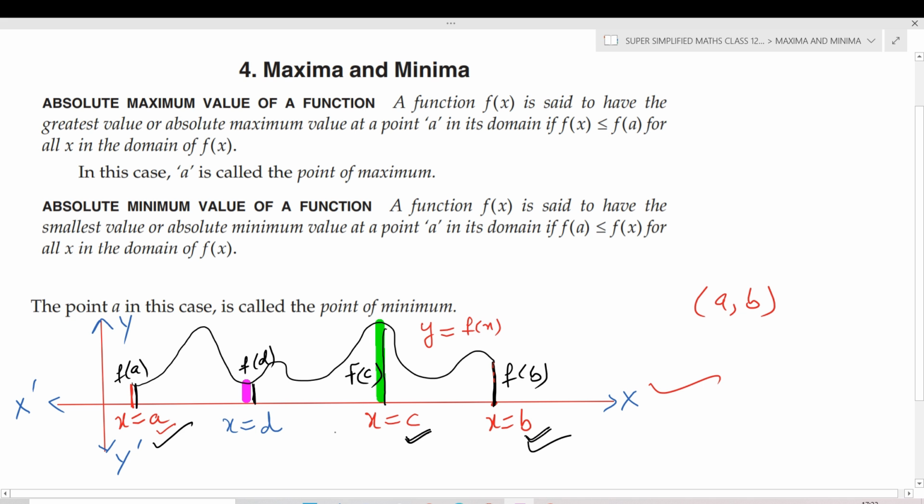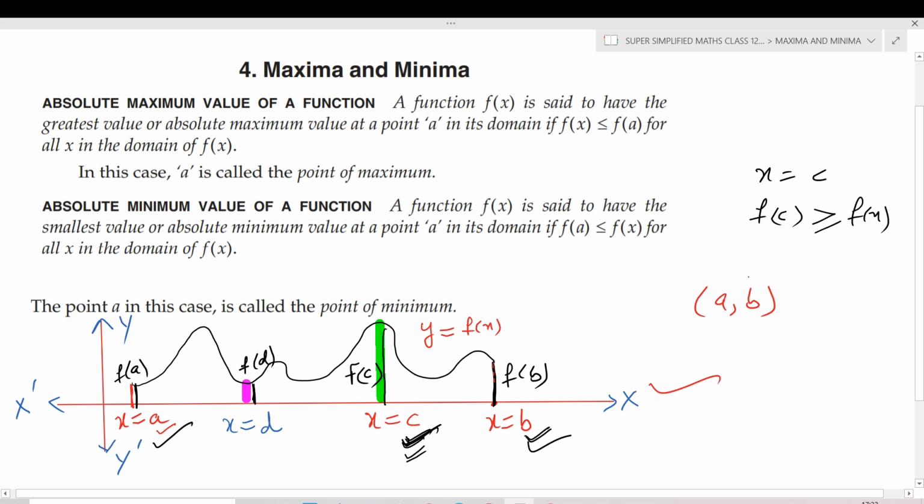Absolute maximum value means out of all the values that the function is attaining, whichever value is maximum is called the absolute maximum value of the function. And you can see from the graph, it is very clear that at the point x equal to c, the function is attaining the value f(c), and this value f(c) is more than any other value that the function is attaining. So this point x equal to c will be called the point of absolute maxima, and the value of the function at c, that is f(c), will be called the absolute maximum value of the function.